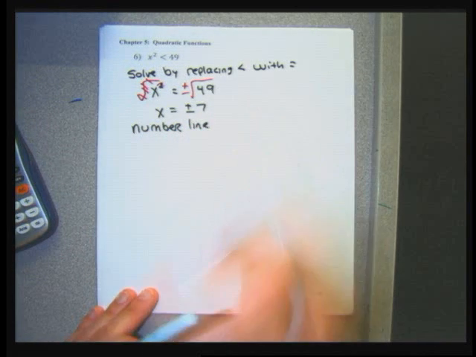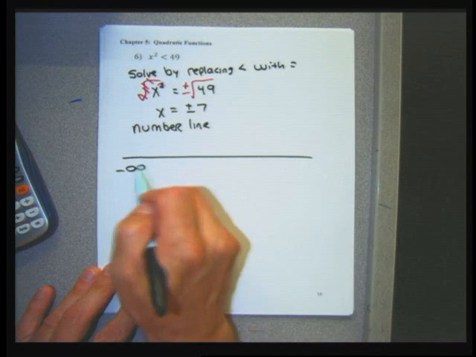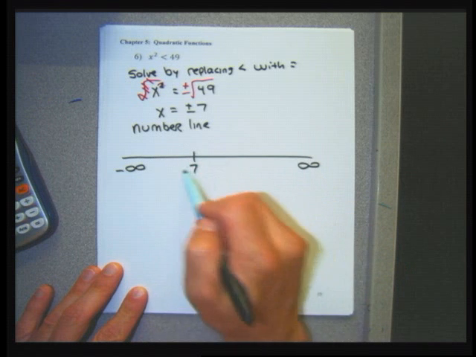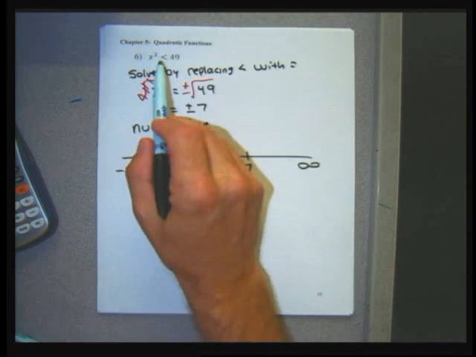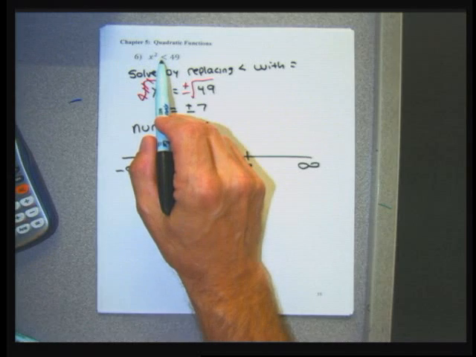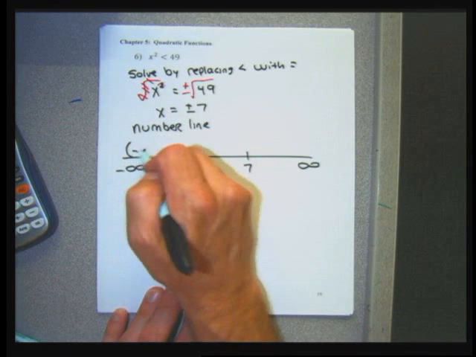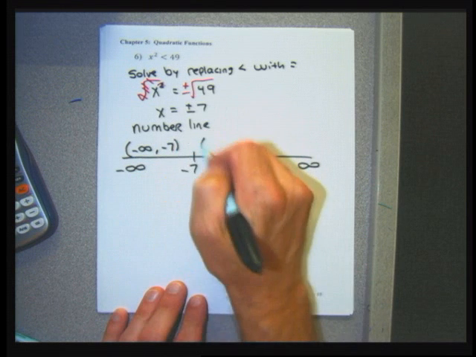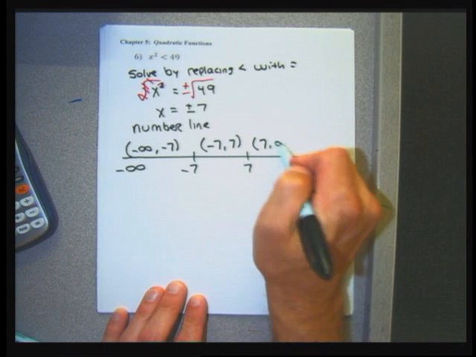Now I'm going to make my number line. I'm going to have negative infinity on the far left edge, positive infinity on the far right edge, negative 7 and positive 7, somewhere between the infinities. And now everything's going to get round brackets. The infinities always get round brackets. And if you don't have the or equal to, the other numbers get round brackets as well. So my intervals are going to be negative infinity to negative 7, negative 7 to 7, 7 to infinity.